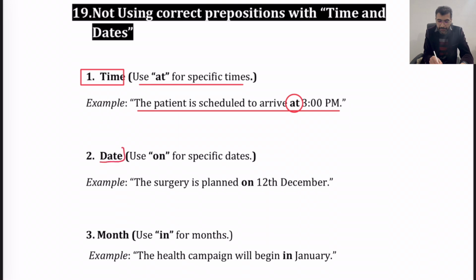Then date. The correct preposition for date is on. Surgery is planned on 12th December.